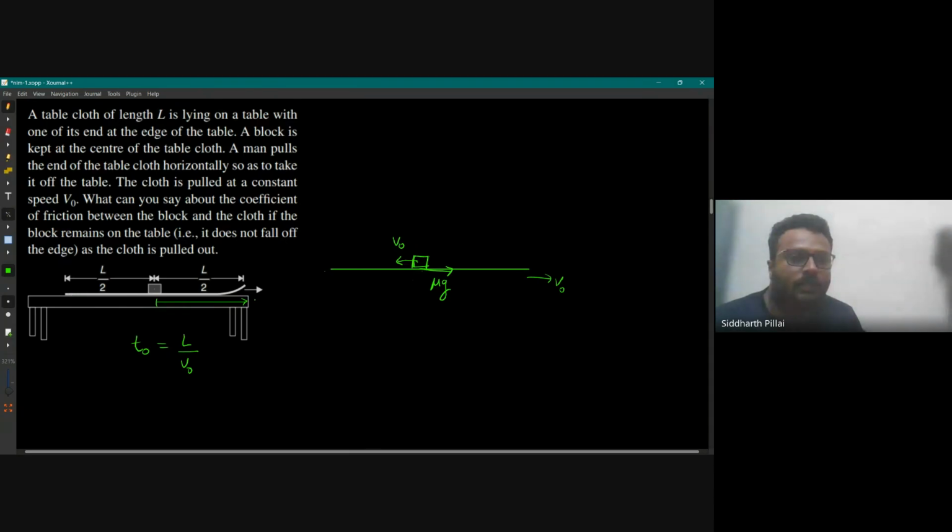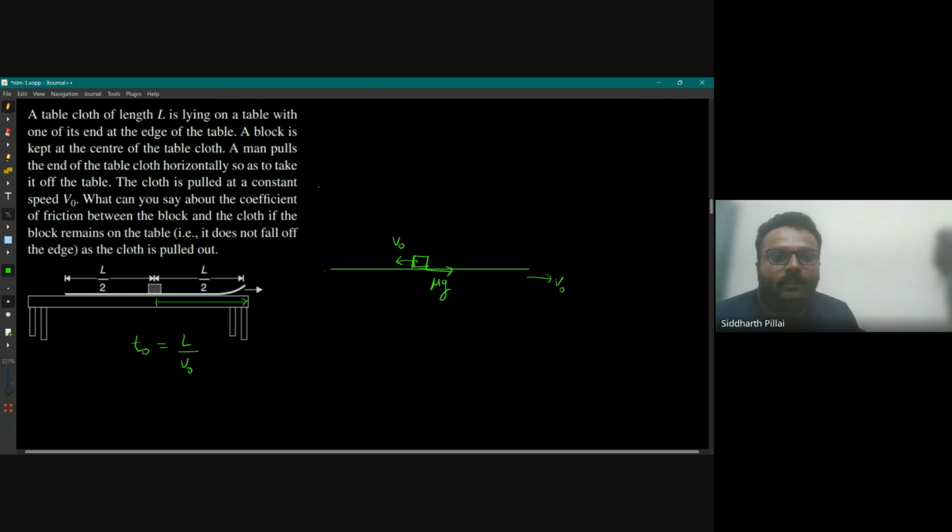The length of the cloth that needs to be pulled out is L, and the speed is V naught. So the time it takes for the entire length of the cloth to be pulled out would be L by V naught. In that same T naught time, this block should not travel more than L by 2 distance with respect to the cloth, correct?